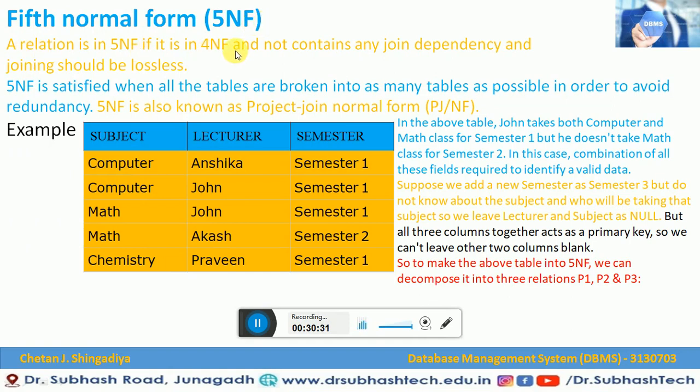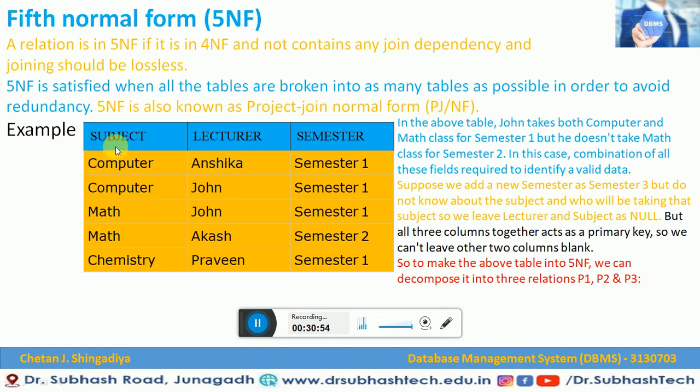A relation is in 5NF if it is in 4NF and does not contain any join dependency, and any join should be lossless. 5NF is satisfied when all the tables are broken into as many tables as possible, in order to avoid the redundancy. 5NF is also known as project join normal form, that is PJ/NF.